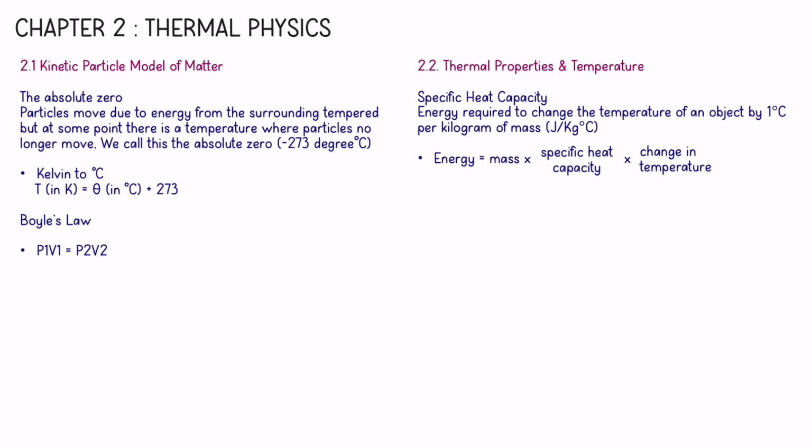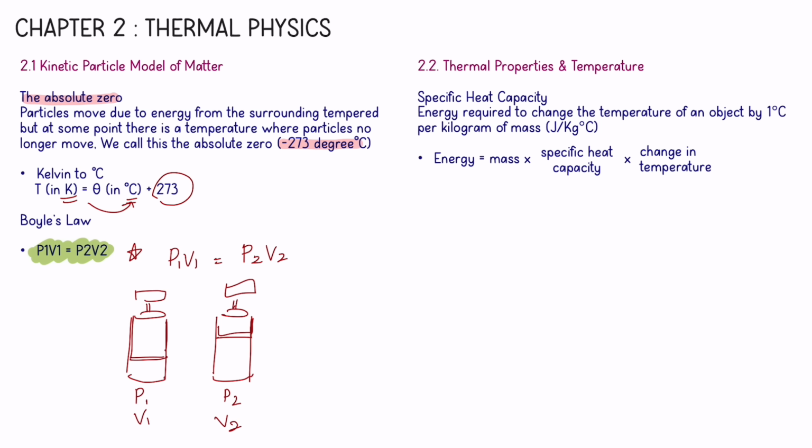This chapter doesn't have many formulas or calculations involved. Make sure you know what absolute zero is, which is the lowest temperature at minus 273 degrees Celsius. You might be asked to convert Kelvin into degrees Celsius, and you can do this by subtracting 273. And according to Boyle's law, P1V1 is equal to P2V2. For instance, if you have been given pressures before and after, and if you are asked to calculate another volume, then this is when you would apply Boyle's law, given that the temperature is constant.